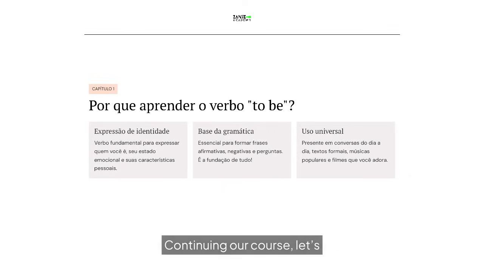Continuing our course, let's explore why learning the verb to be is so important. This verb is not just a word, it's a fundamental building block for expressing identity. Think about it. When you introduce yourself, you say, "I am a student," or "I am happy." These are expressions of who you are and how you feel.